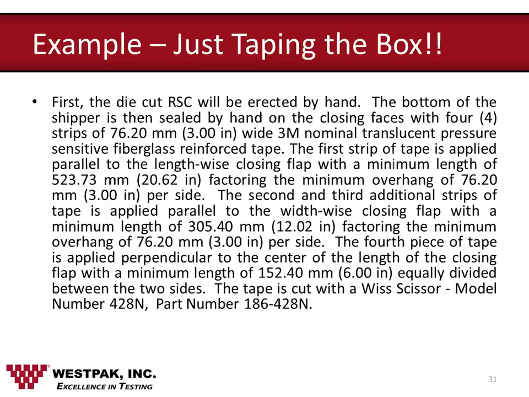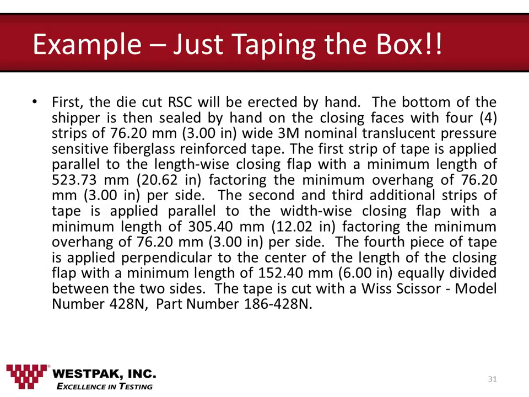Here's an example of just taping the box and the instructions you need. This slide is like this on purpose, just a whole bunch of text, but I'm going to read it really fast. First, the die-cut RSC, regular slotted container, will be erected by hand. The bottom of the shipper is then sealed by hand on the closing faces with 4 strips of 3-inch 3M nominal translucent pressure-sensitive fiberglass reinforced tape. The first strip is applied parallel to the lengthwise closing flap with a minimum length of 20.62 inches, factoring the minimum overhang of 76.2 per side.